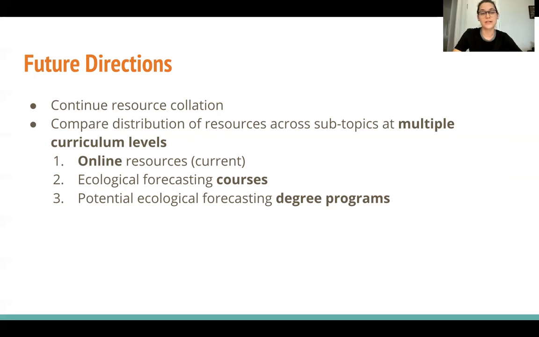The second thing that we are interested in at EFI is understanding the distribution of resources across subtopics at different curriculum levels. So the first curriculum level that I've defined is these online resources that I've been talking about, but there are broader curriculum levels that we're interested in as well, such as the subtopics that are addressed in ecological forecasting courses and the subtopics that could be addressed in whole ecological forecasting degree programs. Again, I would be happy to talk about my plans for this in the future, but in the interest of time, I will conclude things here.